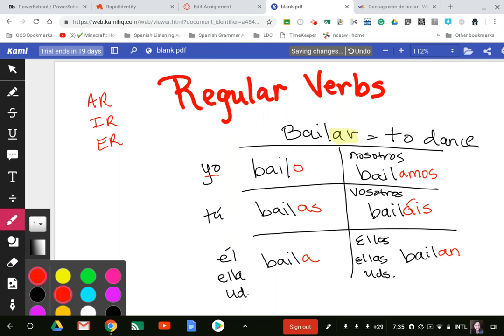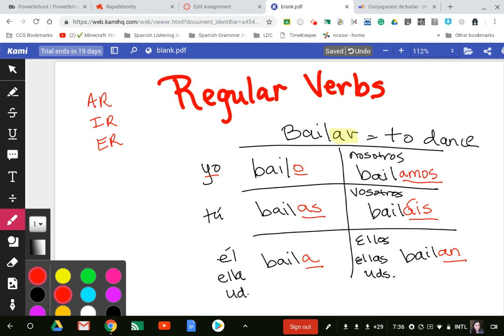Alright, so the endings for the Spanish AR verbs are o, as, a, amos, áis, an. So for any AR verb, you could essentially follow this pattern. You drop the AR, add the correct ending to fit the subject. Yo bailo means I dance. Tú bailas, you dance. Él baila, he or she, or the formal you dance.